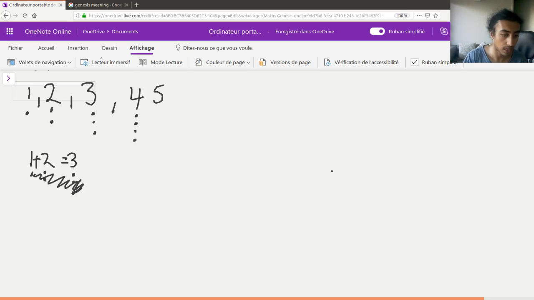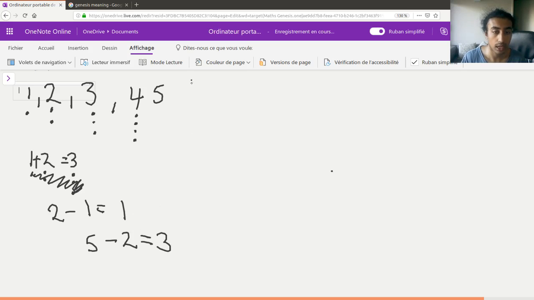That's better. Now you can also subtract numbers. So 2 take 1 is 1, or a harder example would be 5 take 2 or something like that. That's 3. What else is there?